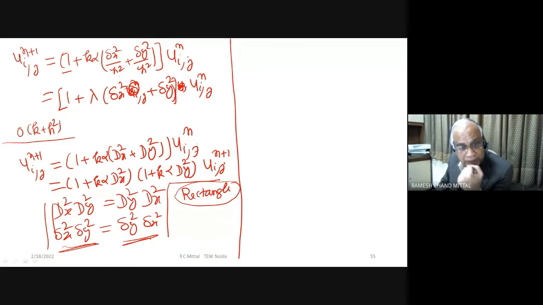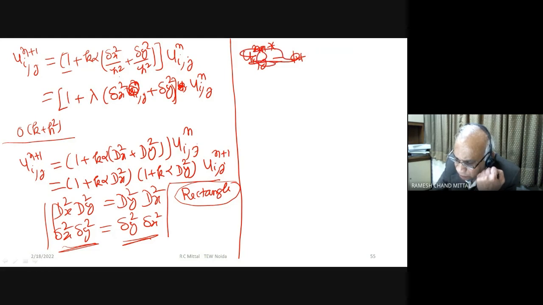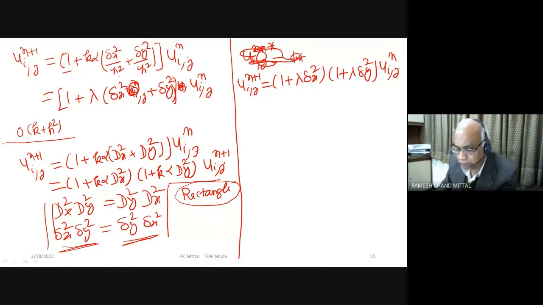My second point, which you should understand now, is this. If I write u_ij^(n+1)* equal to 1 plus... first let me, because you will understand from there. So u_ij^(n+1) is equal to (1 + λδx²)(1 + λδy²) u_ij^n. I replace δx² by δx²/h² and δy² by δy²/h², then αk/h² as λ. So I get this.